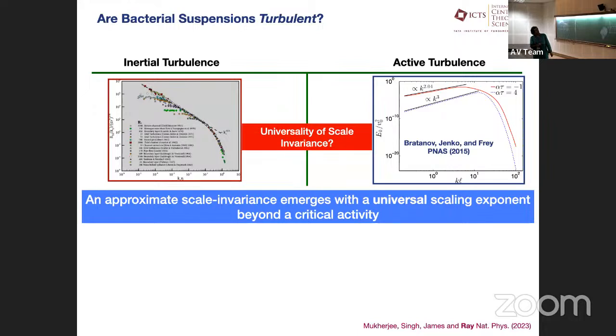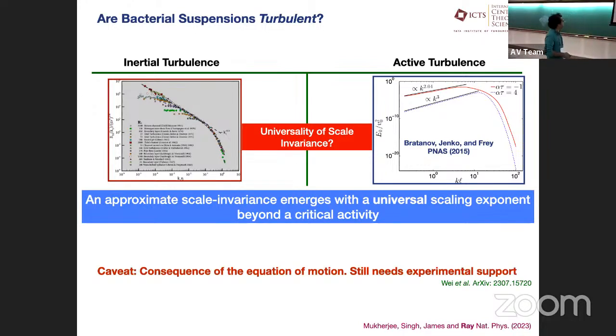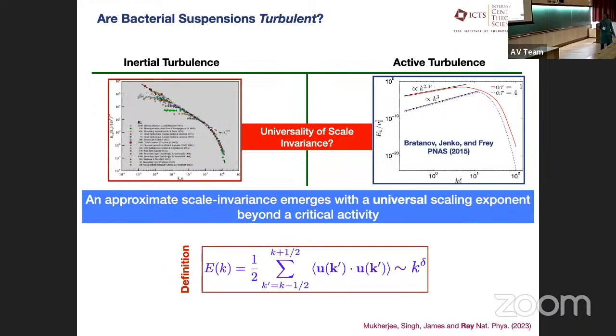What we mean by that is that if we extend Bratanov, Jenko, and Frey's work and push the activity even more, eventually after a point we should see a k to the minus whatever, and that exponent will not change if I keep on increasing activity. That's the bottom line. I should add a caveat that these are consequences of the equation of motion. We have some experimental evidence, which I will show, but we need more experimental support. As I said, at some point I'll forget the bacteria and just play around with the equations they're supposed to follow.